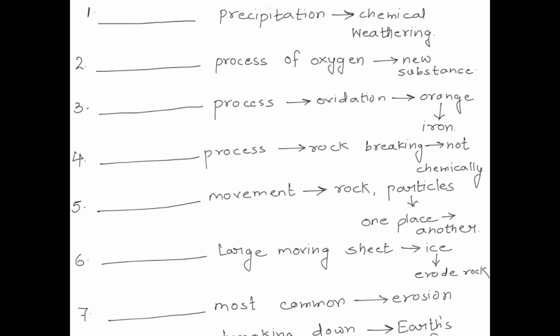So here the first one is saying that the precipitation that often causes chemical weathering. So the correct word is acid rain, right? Acid rain, precipitation that often causes chemical weathering.